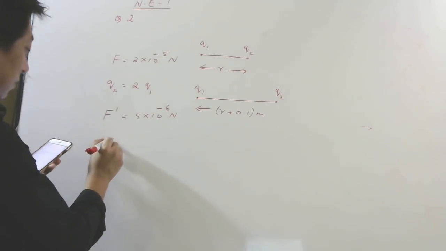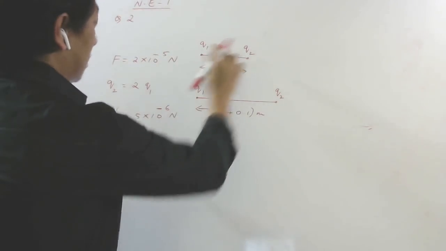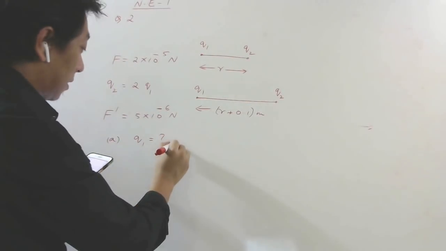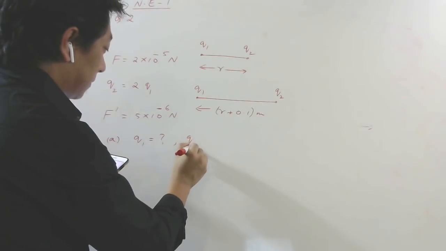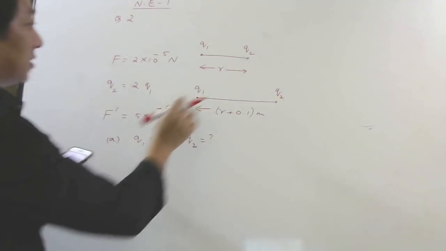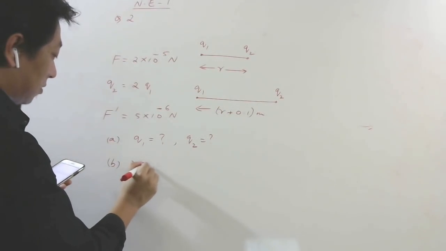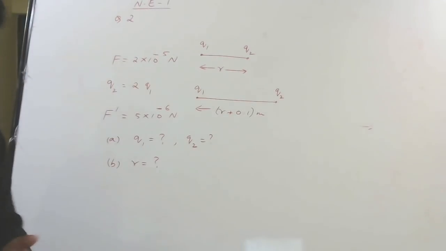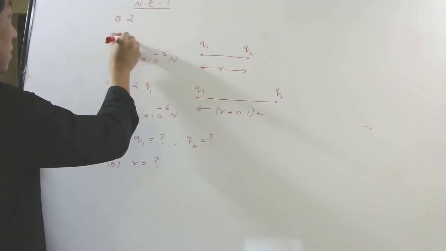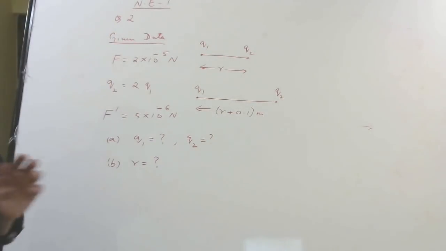The first part of the question is, what are the charges? So we have to find Q1 and Q2. Also, what was the initial separation? So initial separation is R. Initial separation also we have to find. So this is the question which is given. So this is the given data. Now let us see how we solve this question.